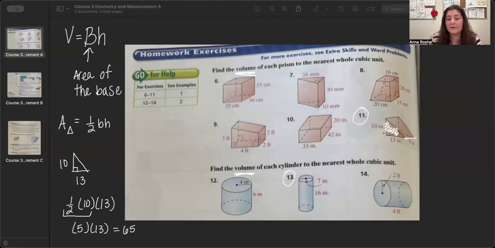So when I'm looking at the volume of this, my volume is going to be the area of the base, which is 65, times 9. And I'm not going to do that one in my head, although I probably can. 585 cubic inches. So it's written inches cubed, but it's read cubic inches.